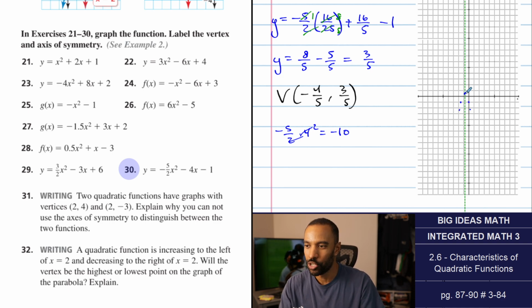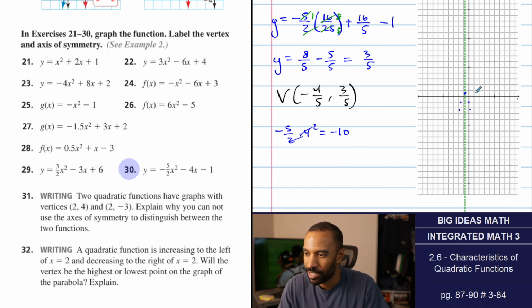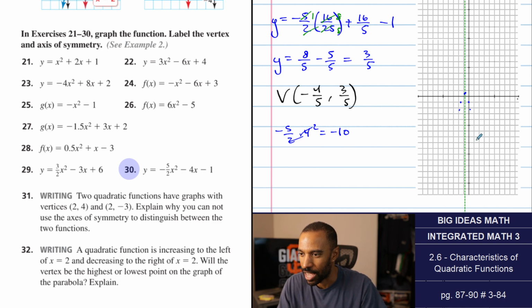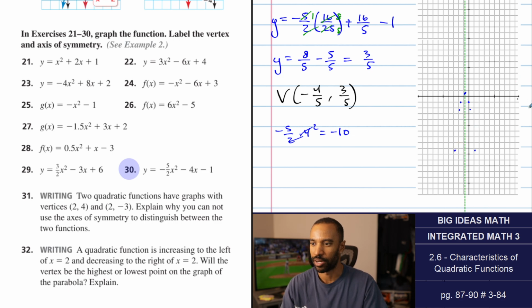Anyway, over 2, down 10. Now, 10 from here, just go to -10, and we'll go 3/5 up from there. Honestly, that's the only other point I'm committed to plotting. I don't think anything else will fit. Yeah, not an ideal graph.